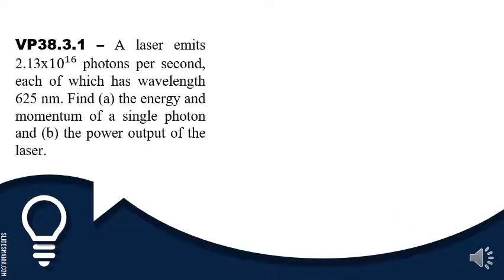First problem is VP38.3.1. A laser emits 2.13 times 10 to the power of 16 photons per second, each of which has wavelength 625 nanometer. Find the energy and momentum of a single photon and B, the power output of the laser.